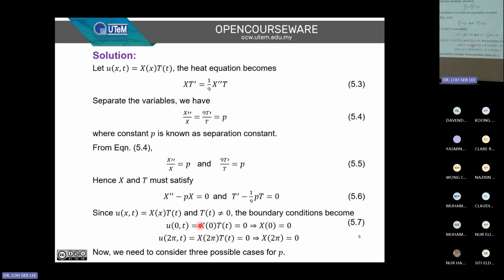So if you look at this equation, from the very first place I have told you that our u cannot be 0. This u is our solution, and we do not want our solution to be 0. So it means x or t cannot be 0, because if one of them is 0, your u will be 0. So here we know that t is not 0. When t is not 0, that means X(0) is the one equal to 0.